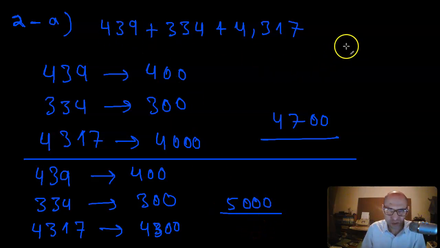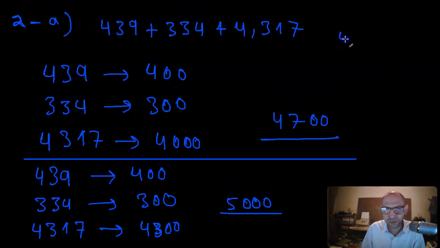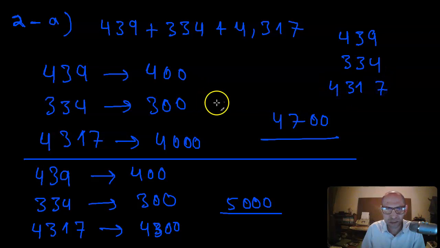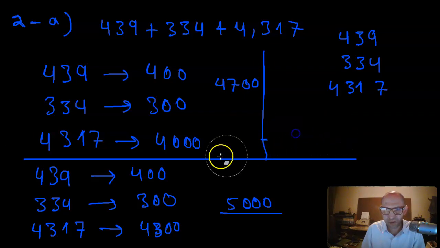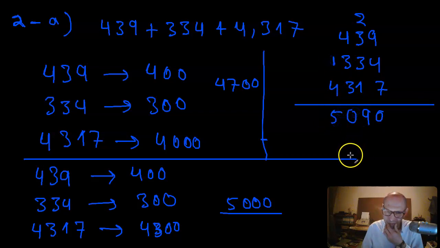Now the actual calculation over here would be nothing but 439, 334, and 4,317, and that's 4,704 here, right? So this calculation would be 9 plus 7 is equal to 16, 16 plus 4 is 20, and then 2 plus 3 is equal to 5, 5 plus 3 is equal to 8 and 9. And then 4 plus 3 is equal to 7 plus 3 is equal to 10. So that's one carryover, and then 5,090.